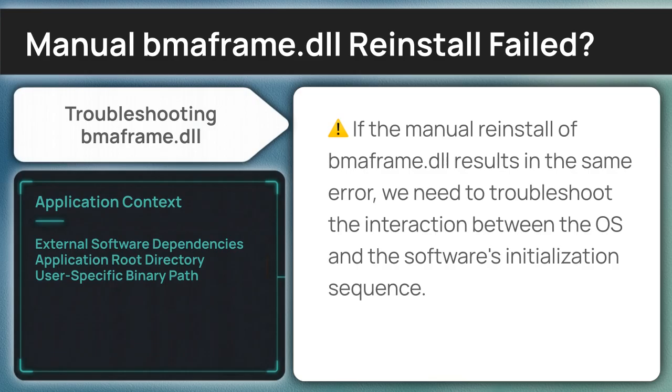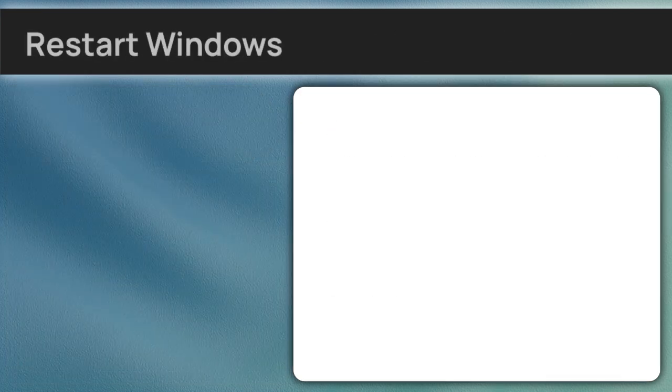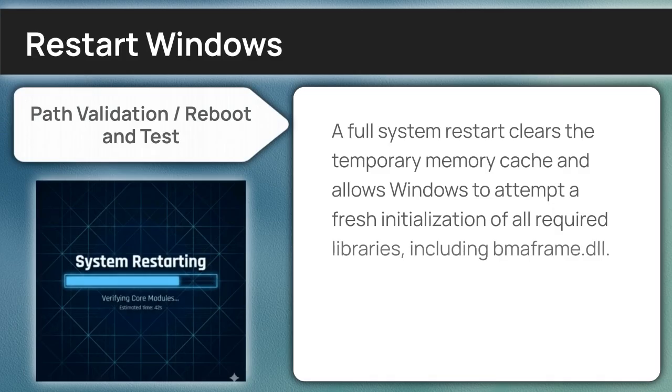system is properly configured. A system reboot is a reliable way to clear away zombie processes that might be interfering with the Bmaframe. It's a low-impact step that ensures your operating system is starting with a synchronized environment.